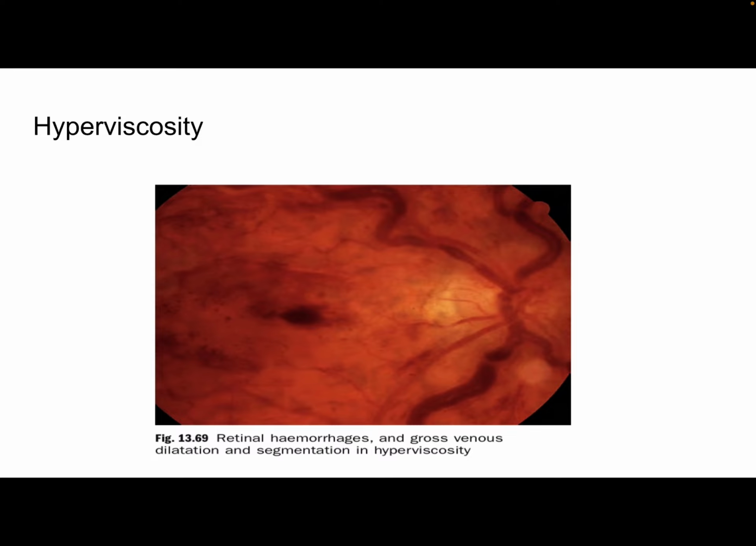Next is hyperviscosity. Hyperviscosity is an increase in the number of cells compared to the plasma in the blood vessels. This is again going to cause vascular occlusion. The conditions that can cause hyperviscosity can be polycythemia, which is neoplastic excessive proliferation of erythrocytes, or we can have Waldenstrom's macroglobulinemia, etc. The causes are, we can have retinal hemorrhages, as well as we can see here that the veins are dilated, they are tortuous, and there is segmentation of blood flow in these vessels.